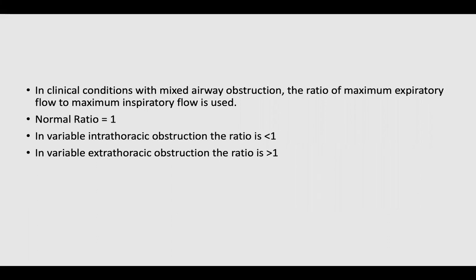So when there is a mixed airway obstruction, the ratio of maximum expiratory flow to maximum inspiratory flow is used. Normally, the ratio is 1. In variable intrathoracic obstruction, the ratio is less than 1, while in variable extrathoracic obstruction, the ratio is more than 1.